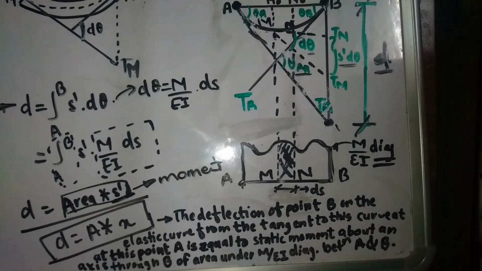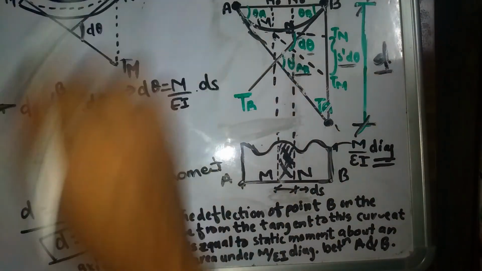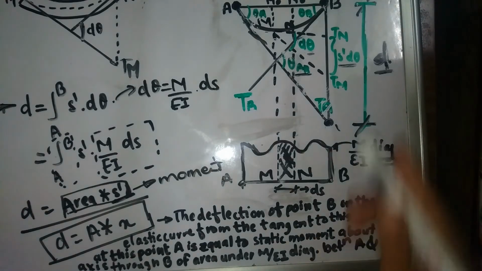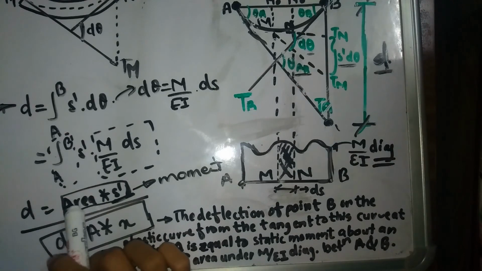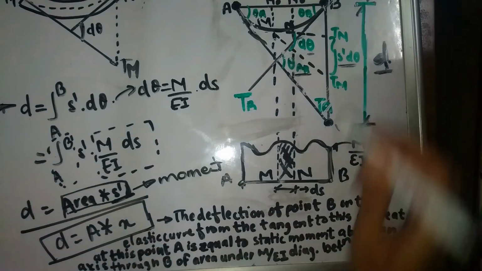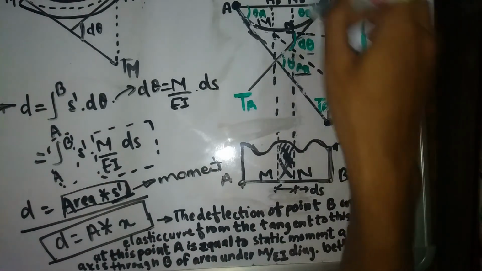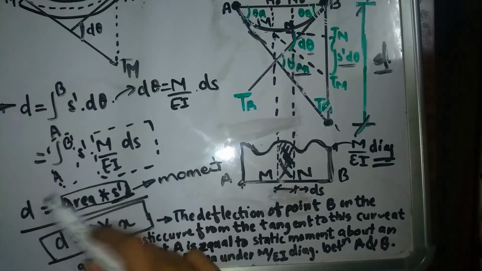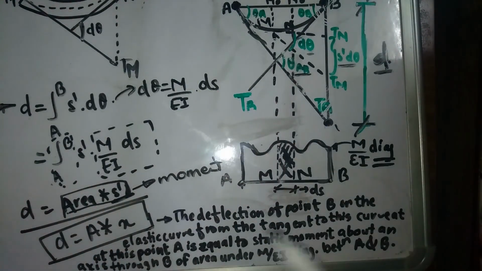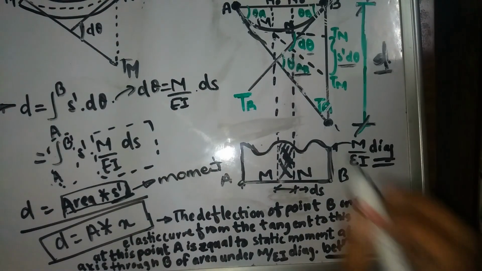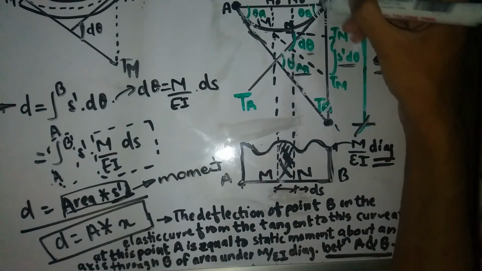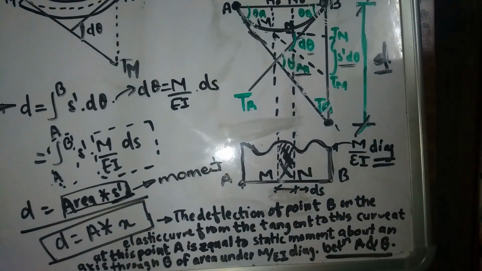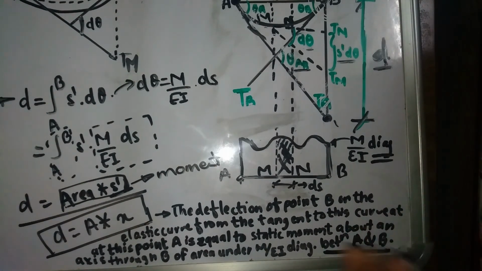To wrap up, our second theorem related to the moment area method gives us the deflection of point B, and this deflection D is equal to the area under the M by EI diagram. Since we are calculating the deflection of point B, our area is from A to B. So the area under the M by EI diagram between A and B is multiplied by distance S dash, from our axis B.